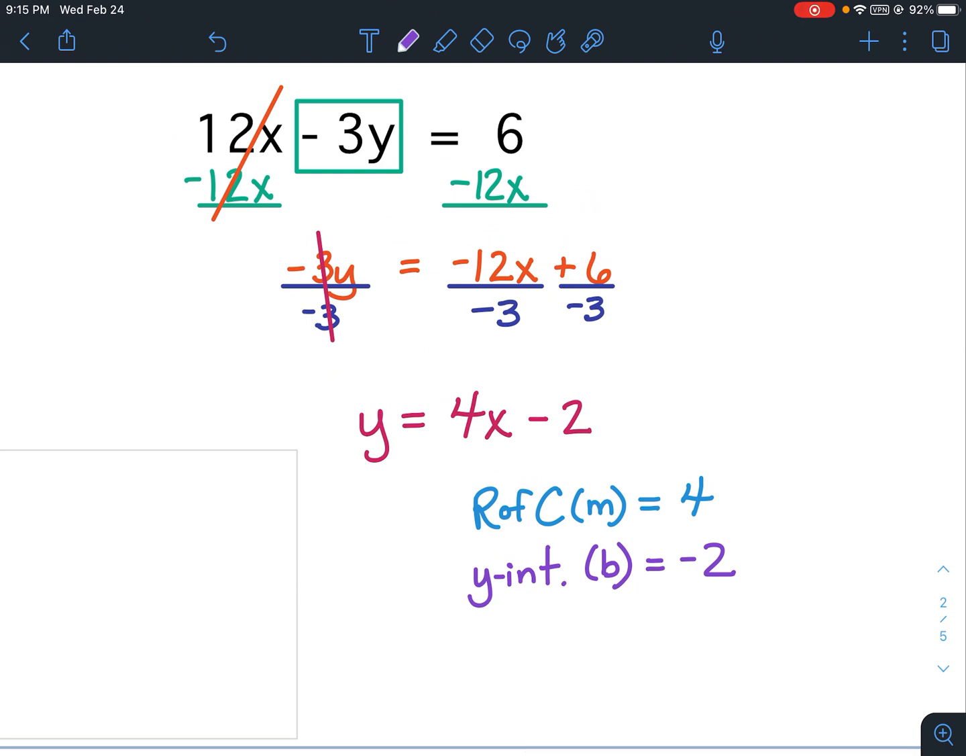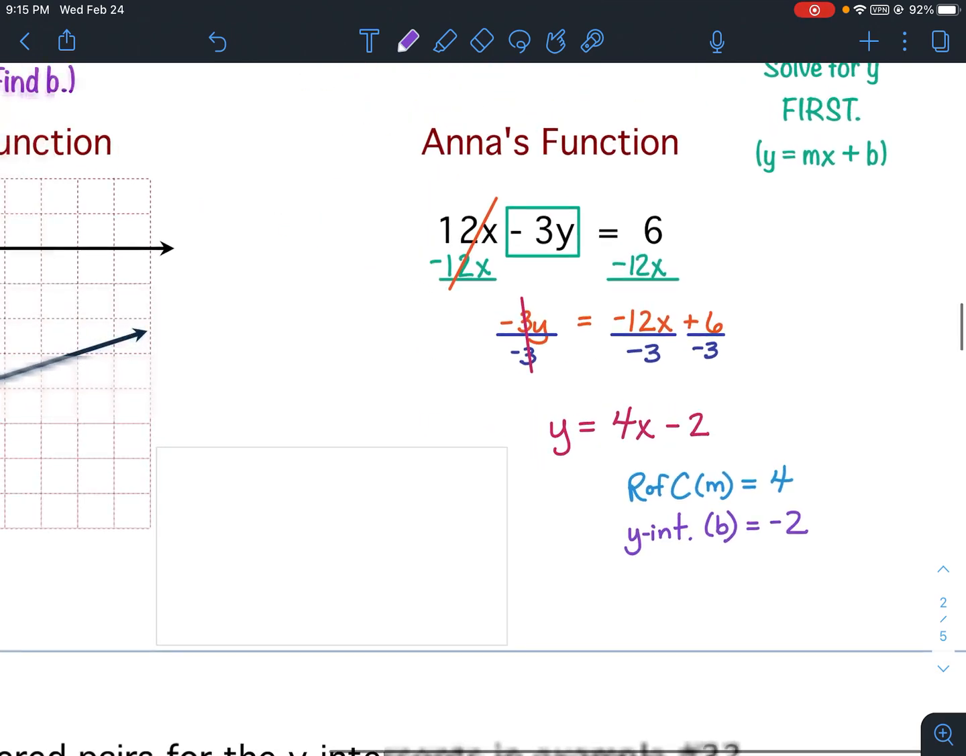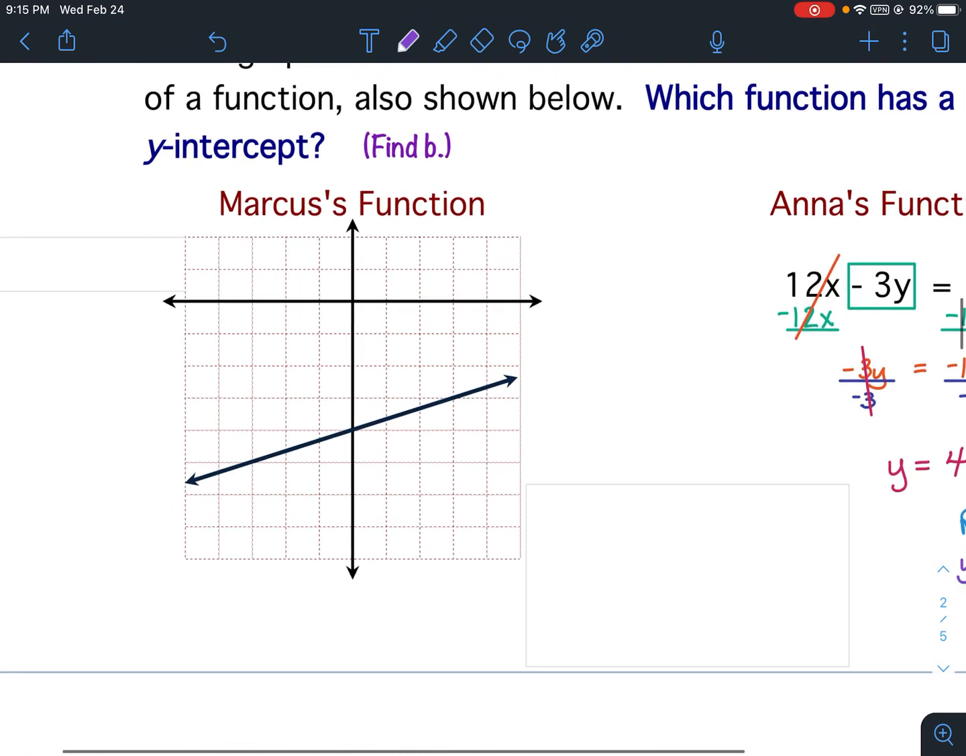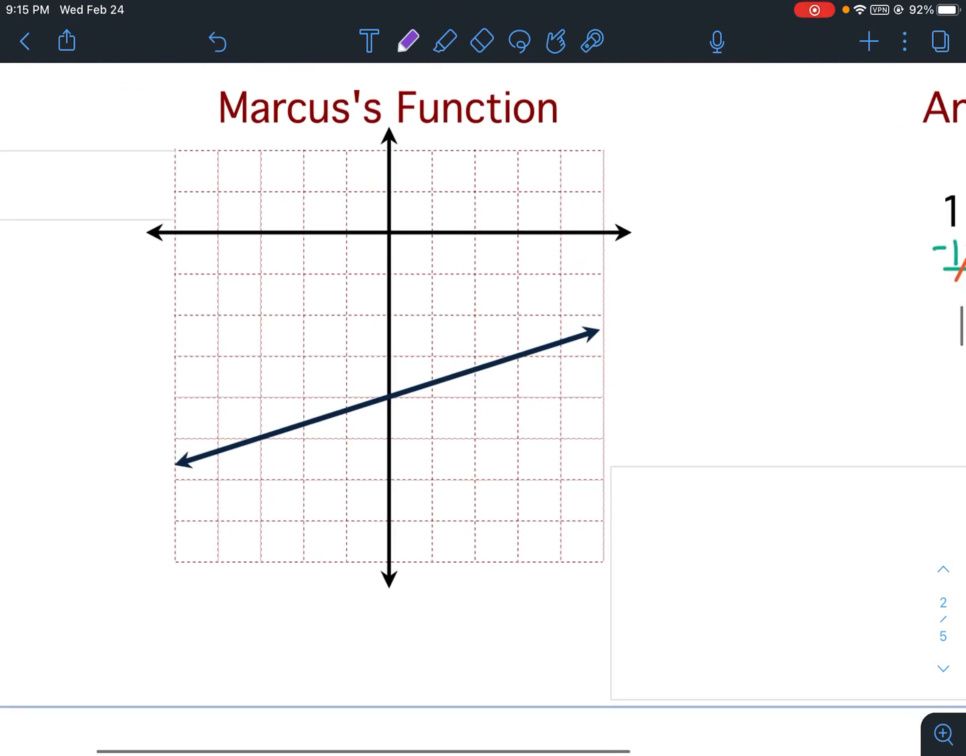So if you don't have that all written down, pause your video, make sure you get all of that written down. So again, I got the rate of change right here. And then I got the y-intercept there. All right, so we did that for Anna's function. Now we need to do the same thing for Marcus's function.